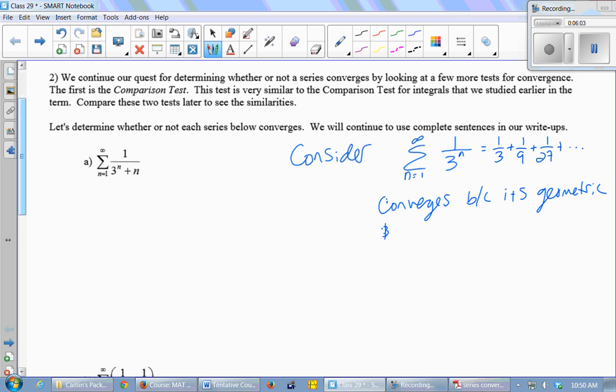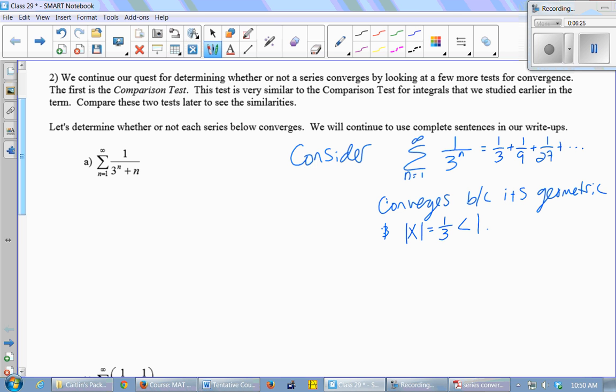And the multiplier, we've been calling it x, so I'll call it x, is 1/3, which is less than 1. Okay, so we know this converges. So I have a sum that's similar to the sum I'm interested in that I know converges.